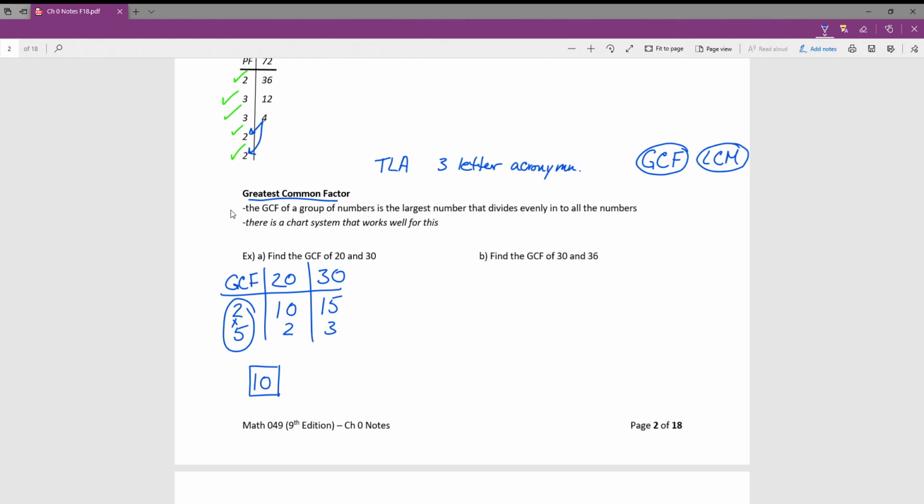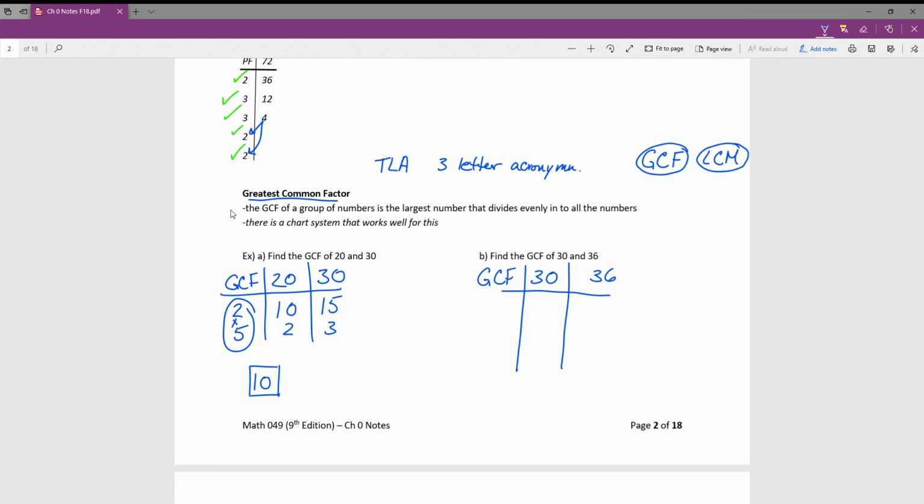The greatest common factor of 20 and 30 is 10. The biggest number that divides evenly into both of those is 10. So let's try another one. And again, you might know this one intuitively, so bear with me. So I'm looking at 30 and 36. And again, just to see the pattern on another one that you know the answer to.